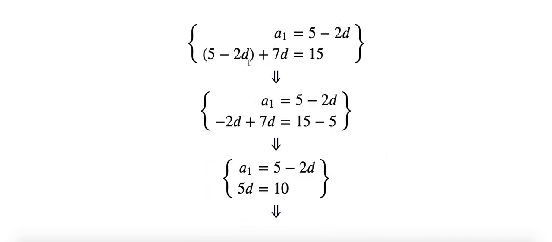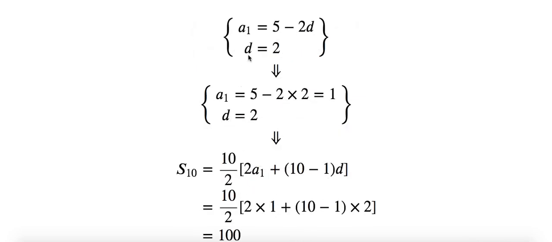making this substitution and this rearrangement, reducing this coefficient to 1 to get d and a sub 1 by substitution, and using the formula for s sub 10 involving a sub 1 and d to get our result.